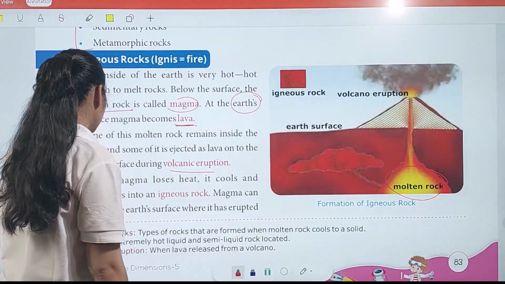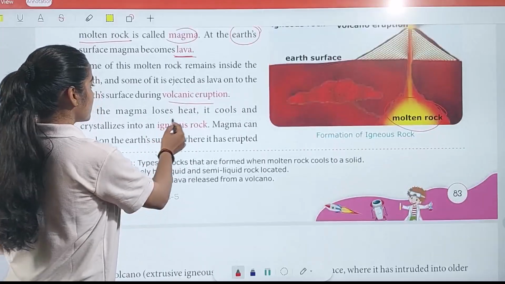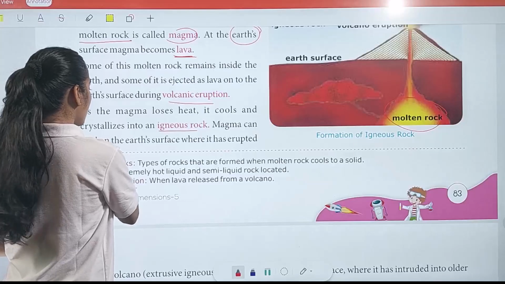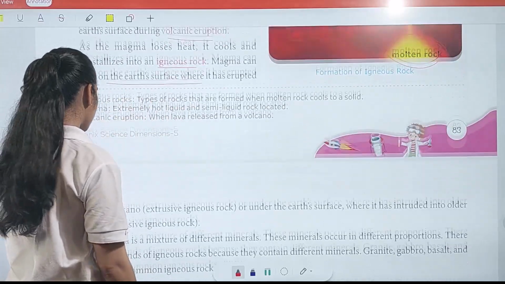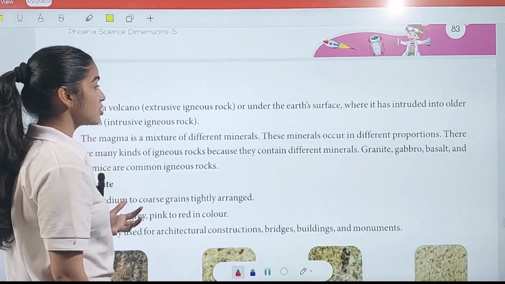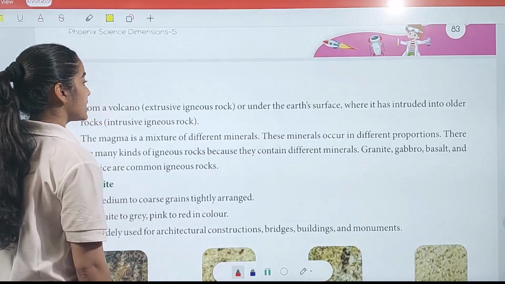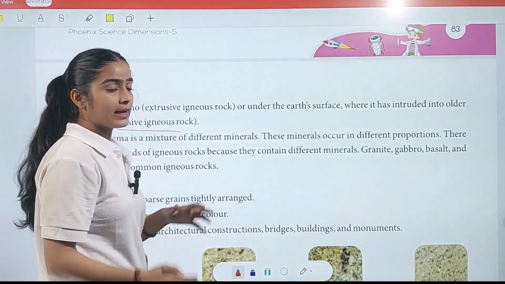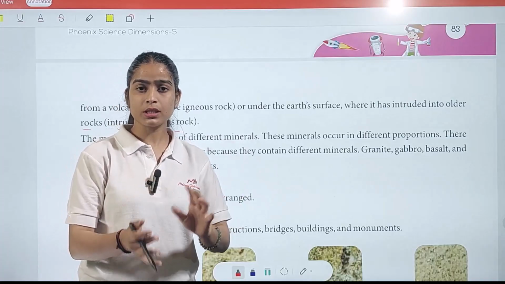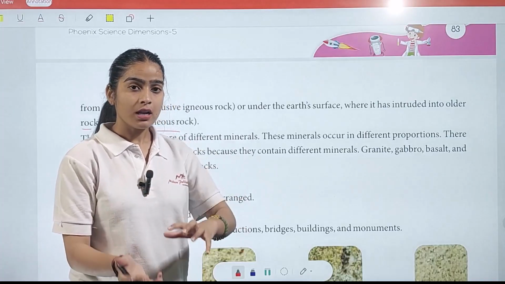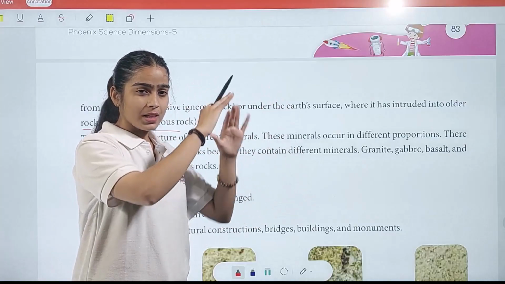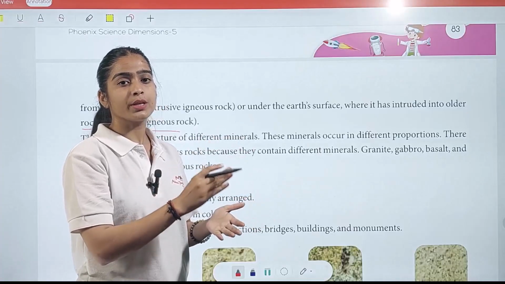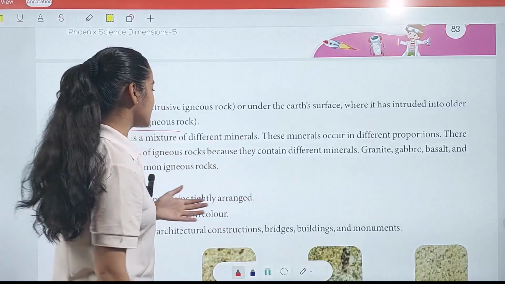So next, as the magma loses heat, it cools and crystallizes into an igneous rock. Magma can cool on the Earth's surface, where it has erupted from a volcano, forming extrusive igneous rock, or under the Earth's surface, where it has intruded into older rocks, forming intrusive igneous rock. So what we understand here is that during a volcanic eruption, lava comes outside. After some time, when it cools, it is converted into crystallized igneous rock.